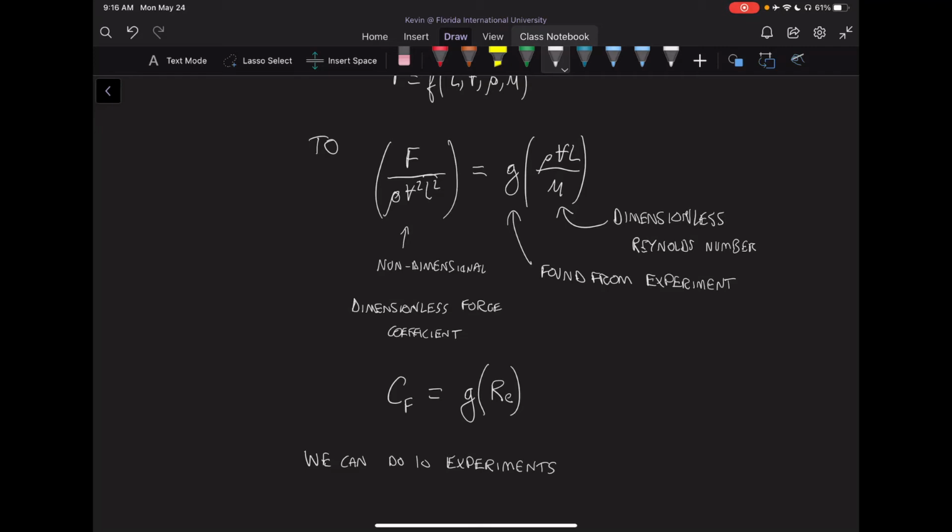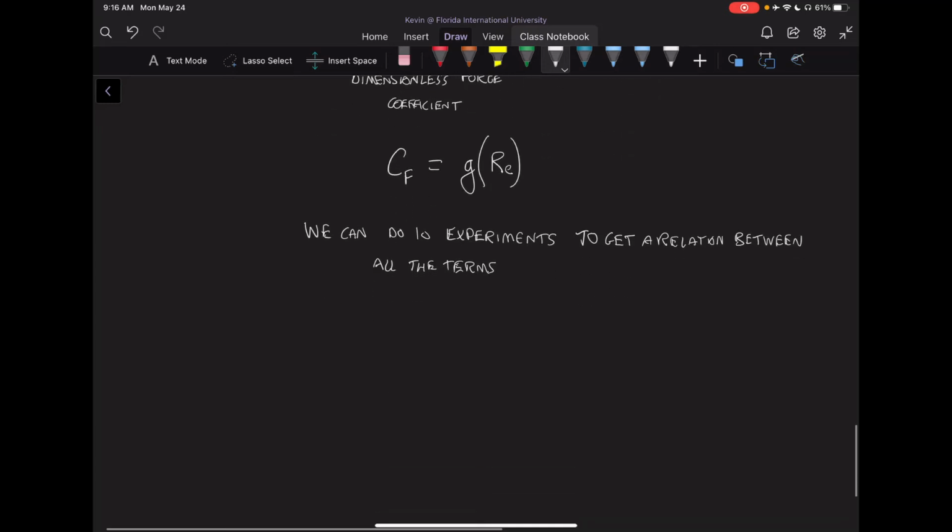So if we change rho v L over mu, for example, 10 times, we'll get a relation between the force coefficient and the Reynolds number. So we can do 10 experiments to get a relation between all the terms. And that's great, because if we do 10 experiments, we save on doing 10,000 experiments.